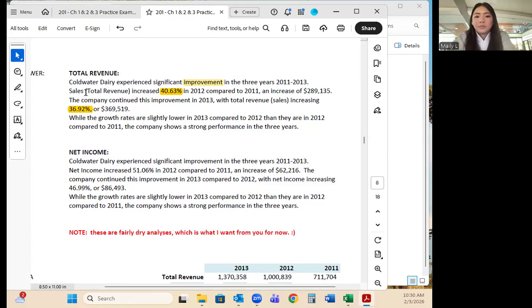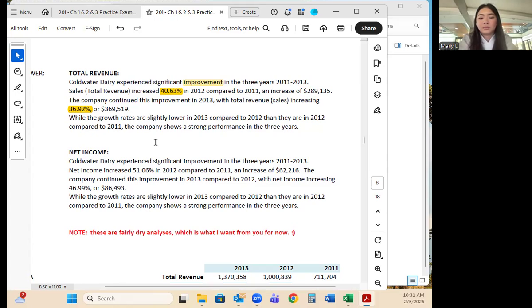Then we talk about it. Sales increased 40.63. That's my first bit of evidence. And then here's my dollars. The company continued this improvement with sales increasing 369,519. And then the conclusion statement, you should acknowledge what you see in the percents. While the growth rate's slightly lower in 2013 compared to 2012 than it is in 2012 compared to 2011, this is still phenomenal performance.